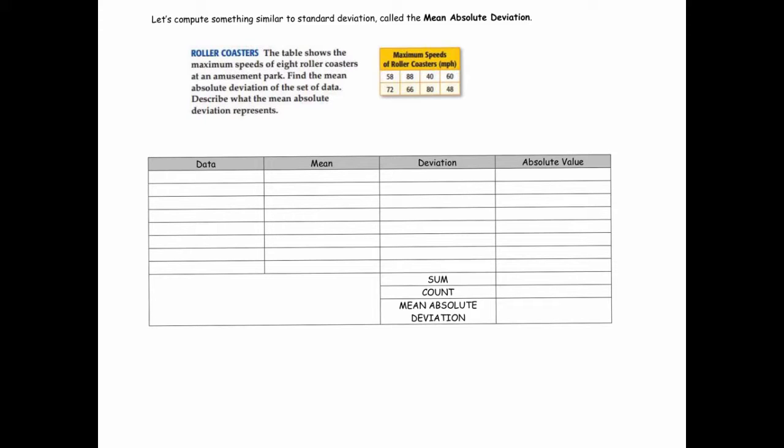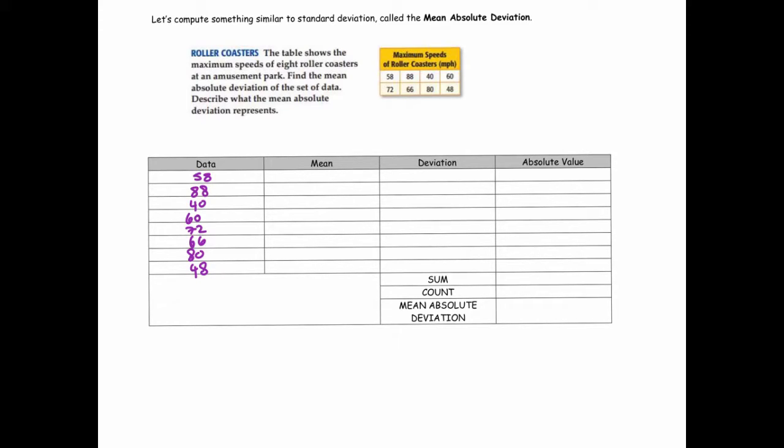Okay, so here I have some data values for the maximum speeds of roller coasters. So I've got 8 roller coasters, and I want to find the mean absolute deviation of this data set. So I've given us a table as kind of a scaffold to help us do that. The first thing we'll do is just list the data values here. So we've got a 58 miles per hour, an 88, a 40, a 60, a 72, a 66, an 80, and a 48.